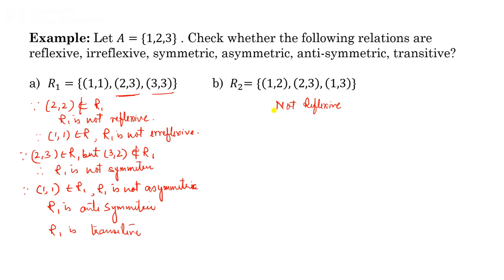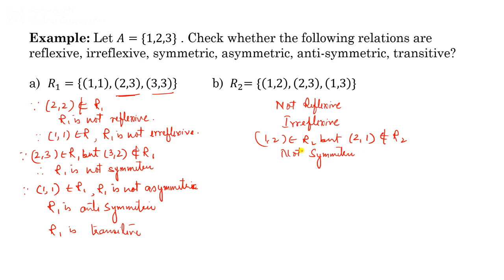It is not reflexive. Irreflexive. Look at this, (1,1), (2,2), (3,3), all these are missing, so it is irreflexive. This is irreflexive because none of (1,1), (2,2), (3,3) is there in R2. Now symmetric, (1,2) is there but (2,1) is not there. It means you can write, (1,2) belongs to R2, but (2,1) does not belong to R2. So it is not symmetric.